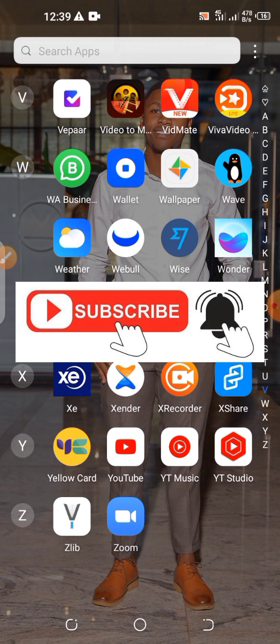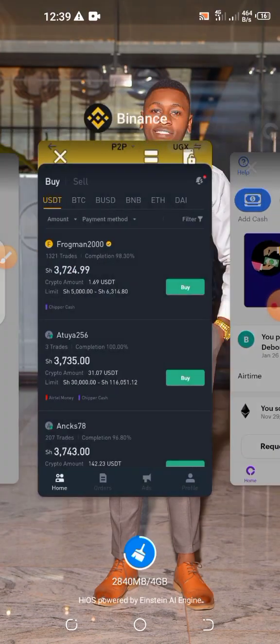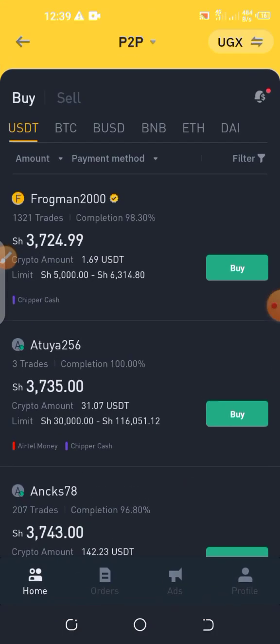Okay, as we're getting started, you all know that this unlimited arbitrage is going to be done using Binance, Binance P2P, peer-to-peer. So what you're supposed to be doing, if you're in Uganda, is basically buying USDT and selling the USDT to the Nigerian P2P market. So this is how it goes.